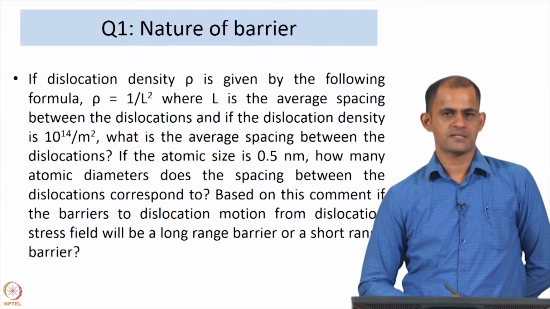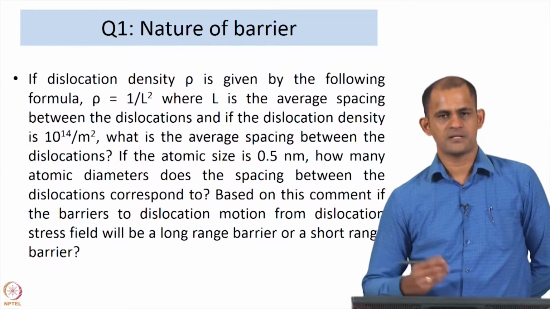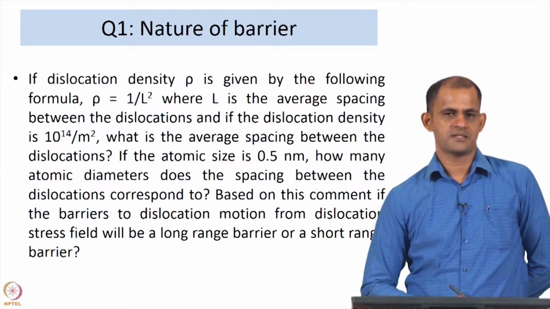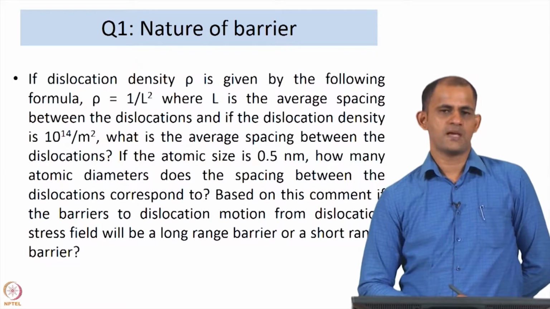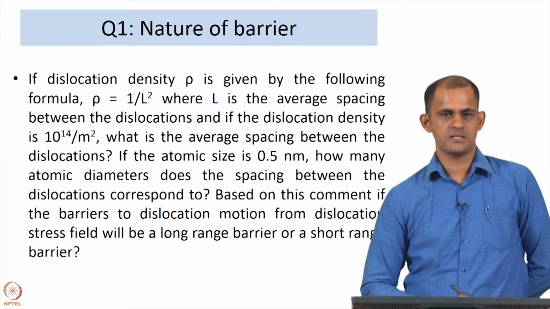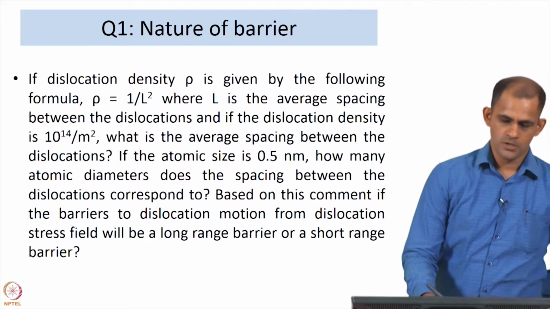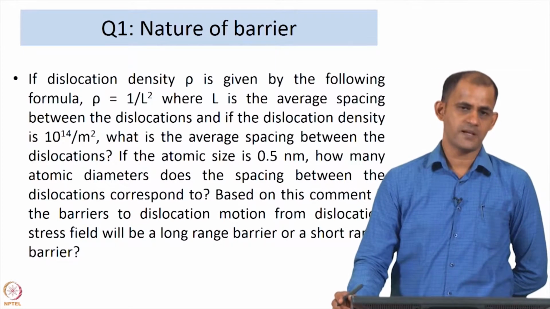Now, if the atomic size is 0.5 nanometer, if the atom diameter is say 0.5 nanometer, how many atomic diameters does the spacing between the dislocations correspond to? Based on this, comment if the barrier to dislocation motion from the dislocation stress field will be a long range barrier or a short range barrier. So, this question is about long range barrier or short range barrier.